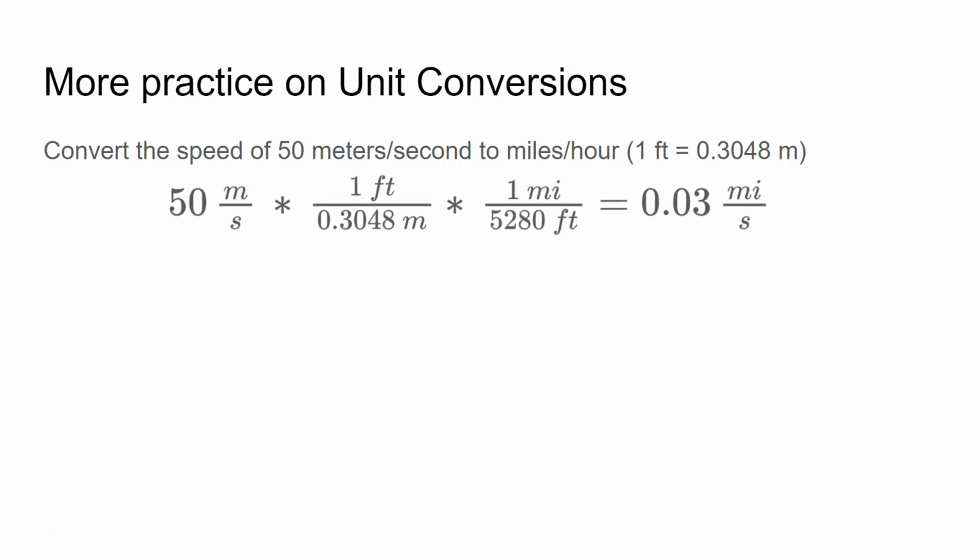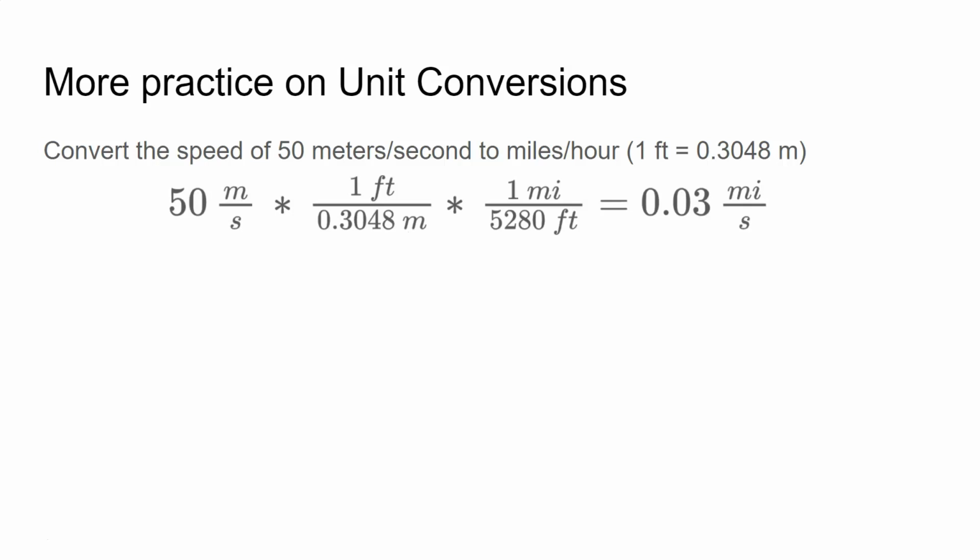So, if we convert the speed of 50 meters per second to miles per hour, considering 1 foot is 0.3048 meters, we start at 50 meters per second, and then we convert the meters into feet. Just like last time, we cross-cancel the meters, and we obtain feet on top. But we need miles per hour, right? So we need the miles.